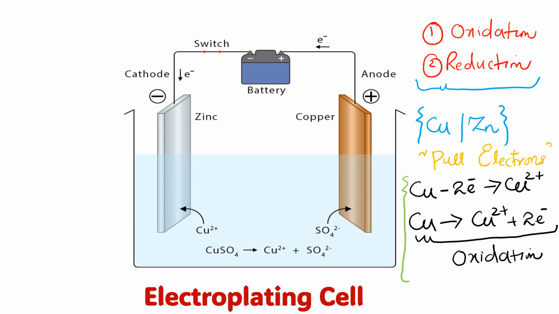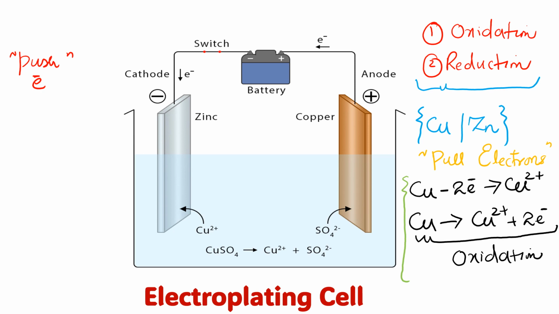Whereas on the zinc plate side, as you know, zinc is connected with the negative terminal of the battery, and the role of the negative terminal of the battery is to give electrons, or to push the electrons from the zinc plate. So electrons are basically pushed into the solution through the zinc plate.